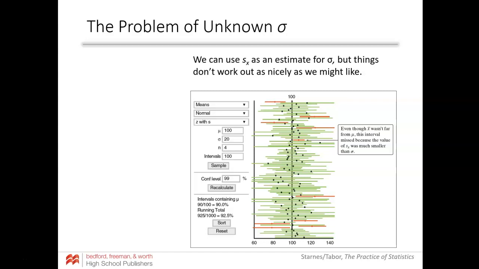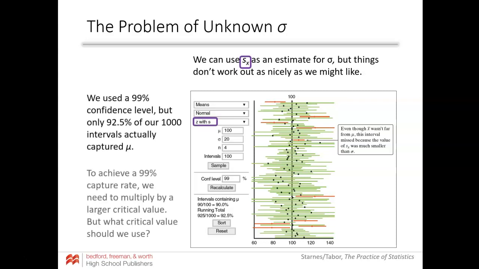The issue is a lot more missed than we wanted because the standard deviation of the sample, s sub x, is much smaller than sigma. So we weren't hitting our target, basically, at least not at the capture rate that we were hoping for. So what we're going to need to do is we need a larger critical value. The critical value that we get from z star isn't quite going to work.